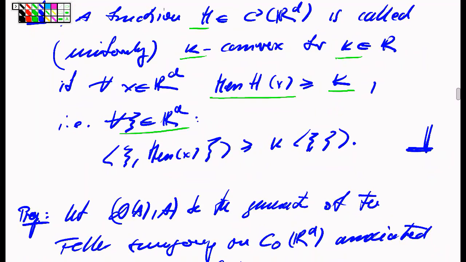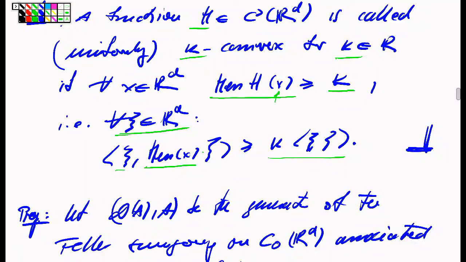It says that for all vectors xi of dimension d, the corresponding quadratic form, which is obtained by multiplying the vector xi with the Hessian and then taking the inner product with the vector xi itself, so just the standard quadratic form induced from this symmetric matrix, is bounded from below by the corresponding square norm quadratic form multiplied with the factor k. If that's true for any point x in space where you evaluate the Hessian, and for any vector xi, then we call the function uniformly k-convex.